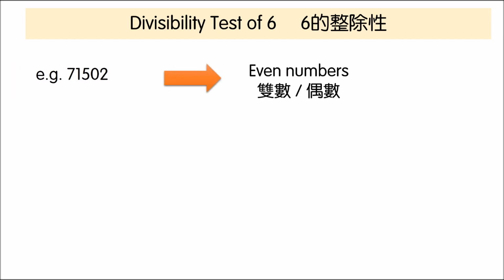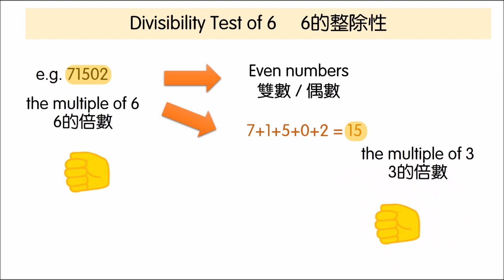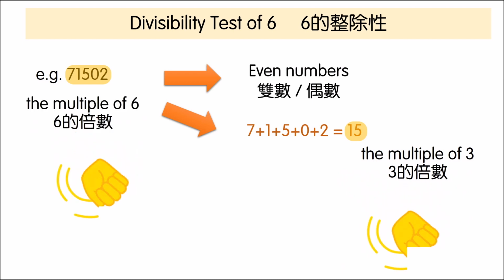Let us look at 71,502. Just by looking at its unit, we can see that it is an even number, as it ends with number 2. To check the divisibility of 3, we add up all of the digits together, which is 15, and 15 is indeed a multiple of 3. Since it is an even number and it is a multiple of 3, therefore we can deduce that 71,502 is indeed a multiple of 6.